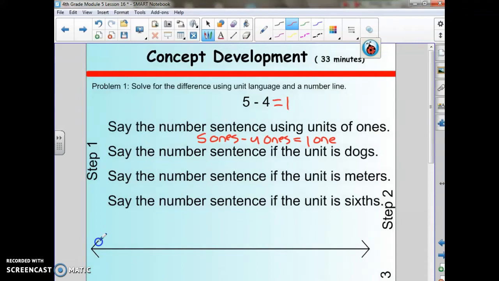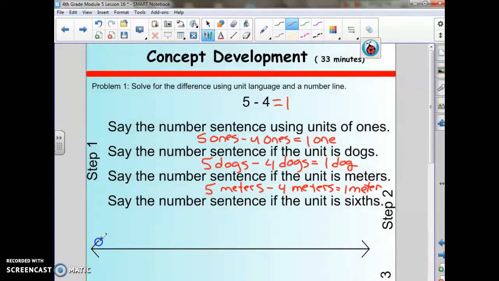And then we have dogs. What if we had 5 dogs and we minus 4 dogs? We have 1 dog left. Okay? If we had 5 meters and we minus 4 meters, we have 1 meter left. Okay? Well, the same is true with fractions.